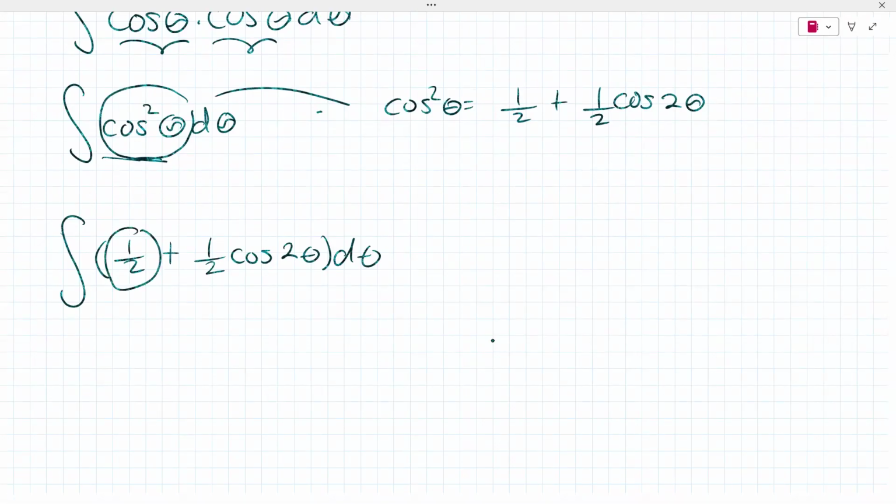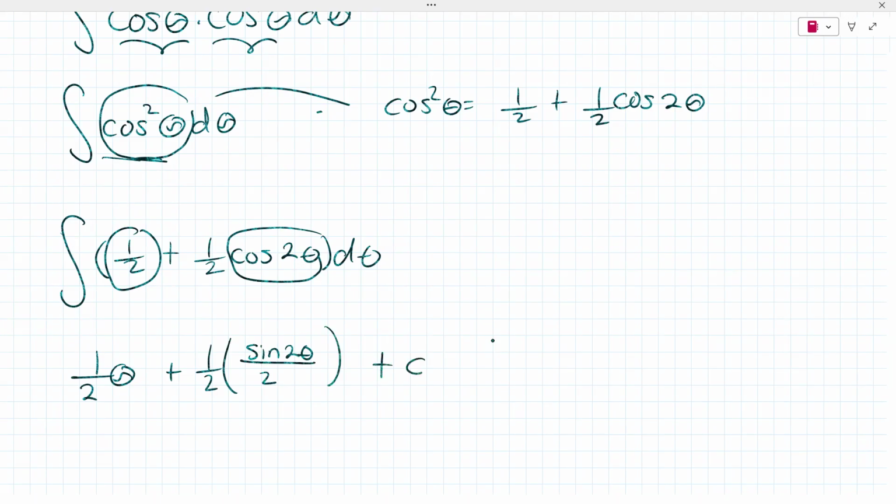So what's the integral of 1/2 in terms of d theta? 1/2 theta. What is the integral of 1/2 cosine 2 theta? Well, 1/2 is a constant, so factor out that 1/2, and what's the integral of cosine 2 theta? It is sine 2 theta over the derivative of 2 theta, which is 2.